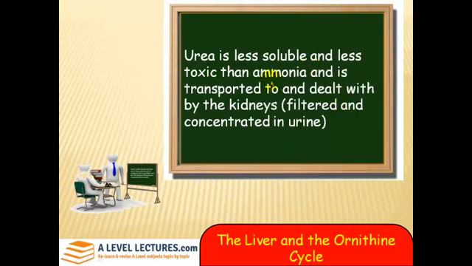Urea is less soluble and less toxic than ammonia and is transported to and dealt with by the kidneys, where it's filtered and concentrated in the urine. So urea is made in the liver. It's then transported to the kidneys, where it's converted to urine for excretion from the body. Now let's look at how this takes place.